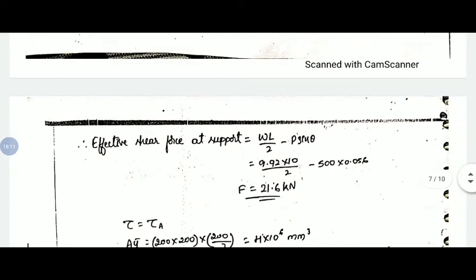Yes. So we have considered negative. WL by 2 minus P sin theta. On substituting, we will get the shear force at the support section as 21.6 kilonewton.